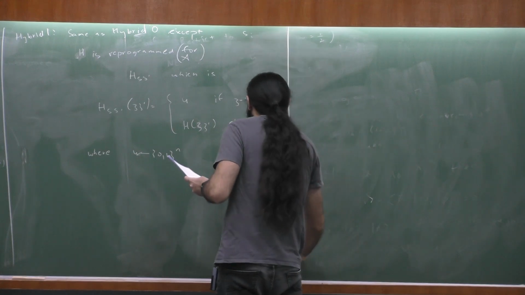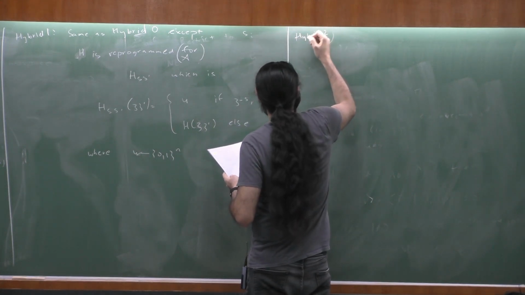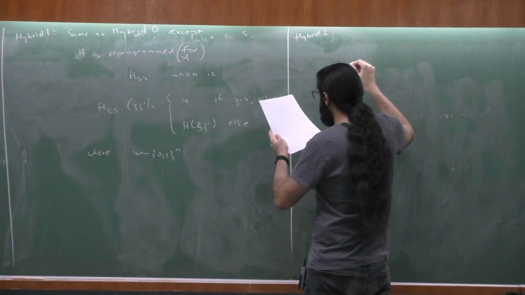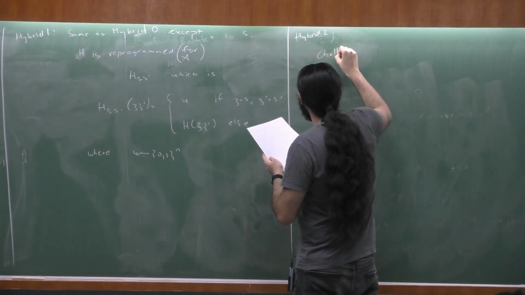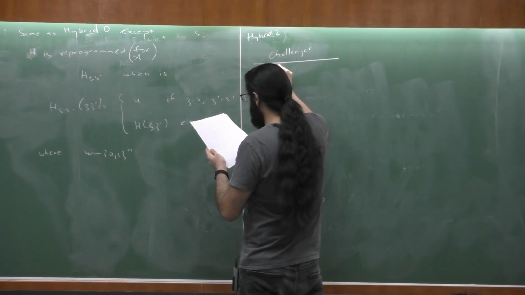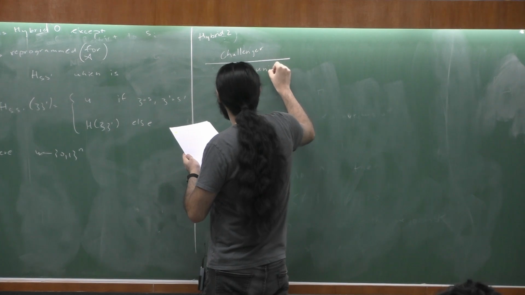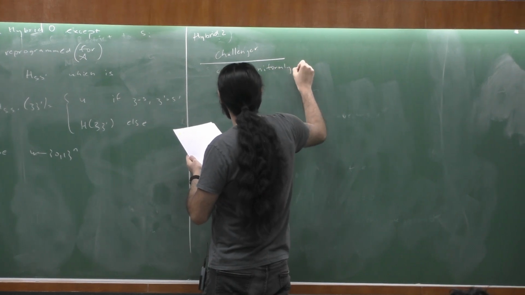And now let's write down hybrid 2. This one's a bit more involved. The changes are a bit more drastic. Okay, so this is the challenger. The challenger is going to sample uniformly random.